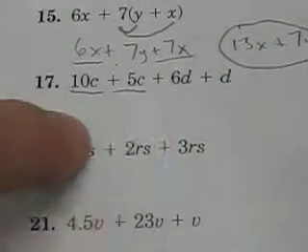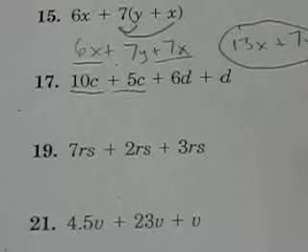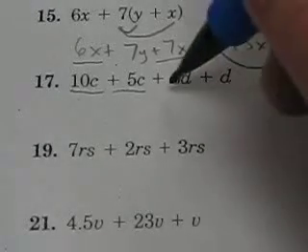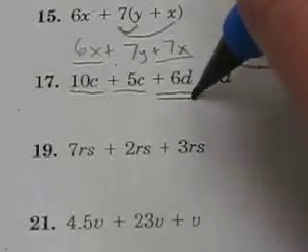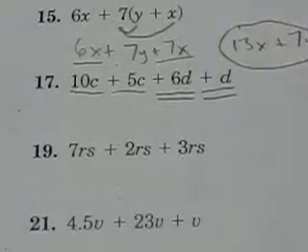I'm going to underline each of those once to remind me that when we're adding them, those are ones that we're going to add because they're like terms. Okay, then we have plus 6d. I'm going to underline that twice. And underline plus d twice, because those are like terms.